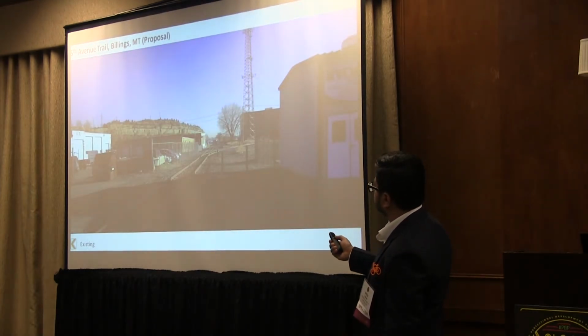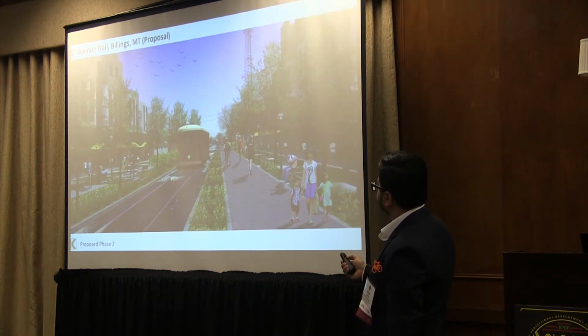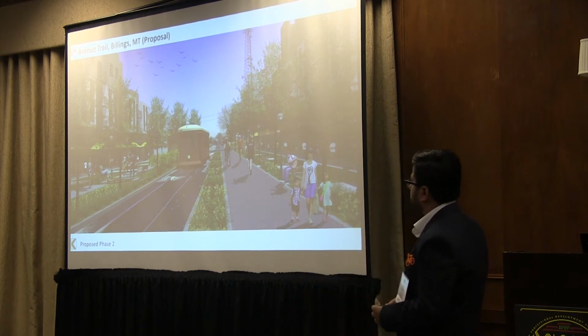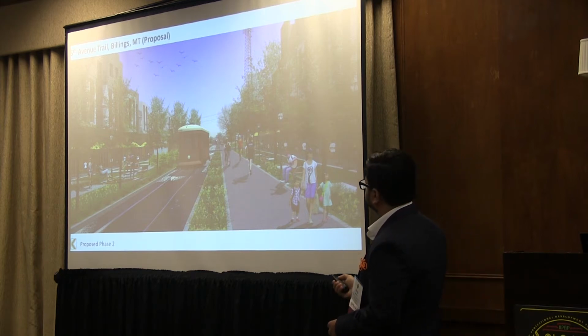So this is the existing condition. In the first phase, you have a trail and landscape elements within the right-of-way, but in the second phase, you have a setback with extra space and a linear plaza that runs along. They wanted to run a historic trolley that would run along the corridor in the downtown area.